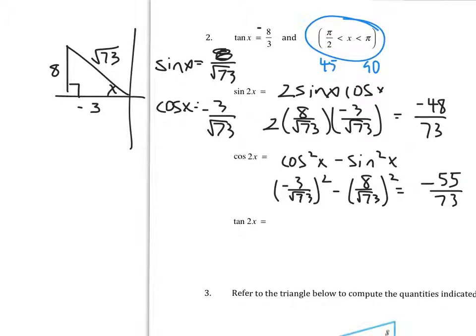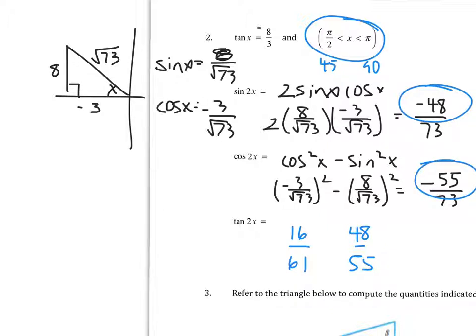All right, tangent of 2x. Did you guys already figure that one out? Yeah. What'd you get? 16 over 61. 16 over 61. Anybody else? 48 over 55. Which one sounds more reasonable? Why the second one? Oh. Negative 48 over 55. But what's a negative divided by a negative?